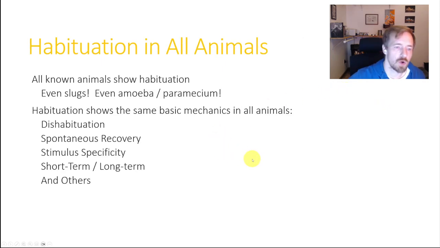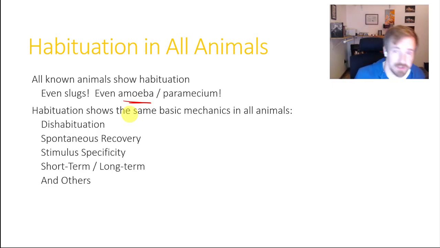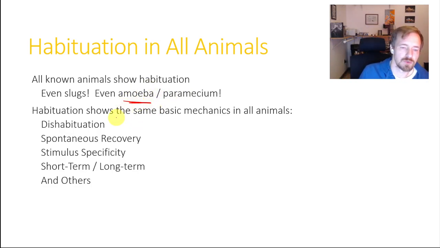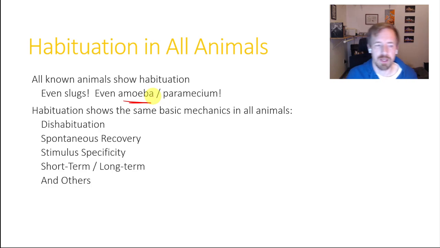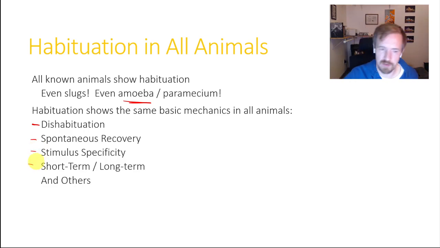Okay. So all known animals habituate, even slugs, sea slugs or land slugs, but even amoeba. People have looked at amoeba behavior, which is so rudimentary, right? And have found that they do habituate. They habituate, and they also have aversive conditioning, where you can train an amoeba to avoid specific kinds of chemicals. Which is, oh, that's such a weird sentence to say out loud. So habituation is going to have essentially the same kind of mechanics across all animals. We looked at dishabituation, but we also can look at things like spontaneous recovery, stimulus specificity, short-term, long-term memory, and so on and so forth.